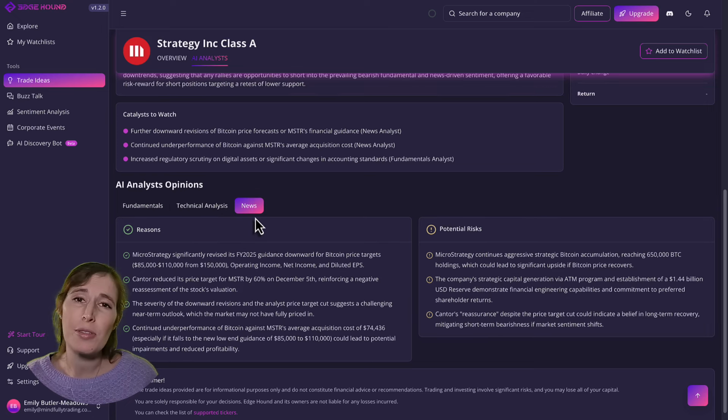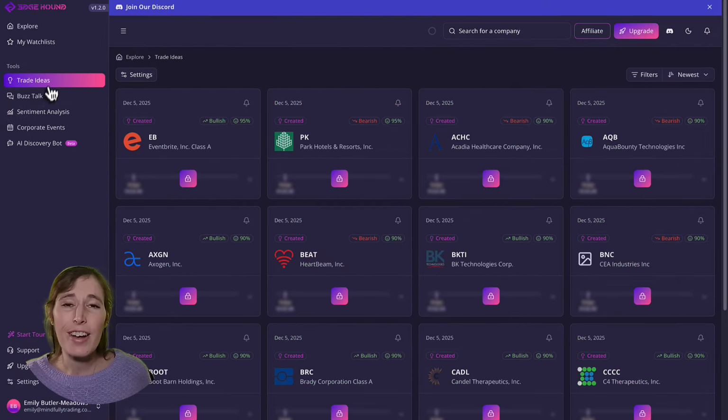And then we also have a news tab. As we know, to secure a trade idea, it's a combination of the fundamentals, the technicals, and also any key news and events. Moving on now, I'm going to go into the trade ideas tab.